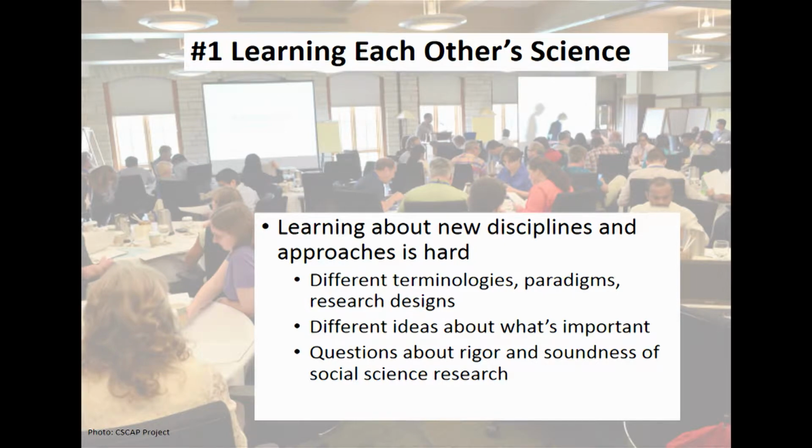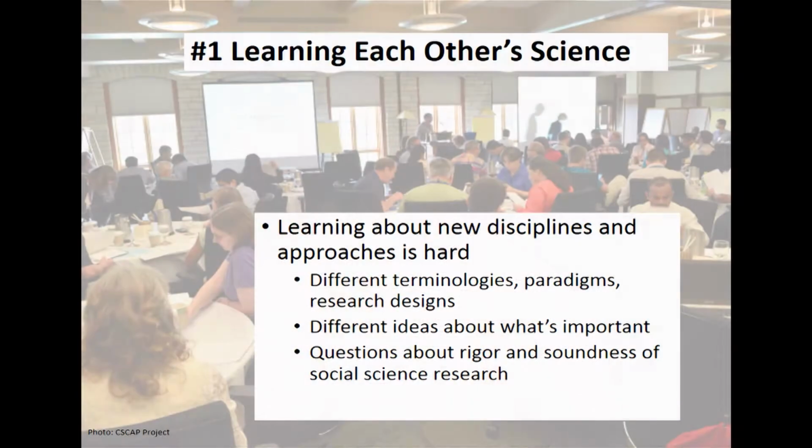And it's also very hard because our research subjects are very slippery. It's hard to do experiments with them. But there are different ideas about what's important in terms of research questions and that sort of thing. And then there are questions, primarily from natural scientists, about the rigor and soundness of social science research. And it's good. I mean, we don't necessarily understand each other's science.